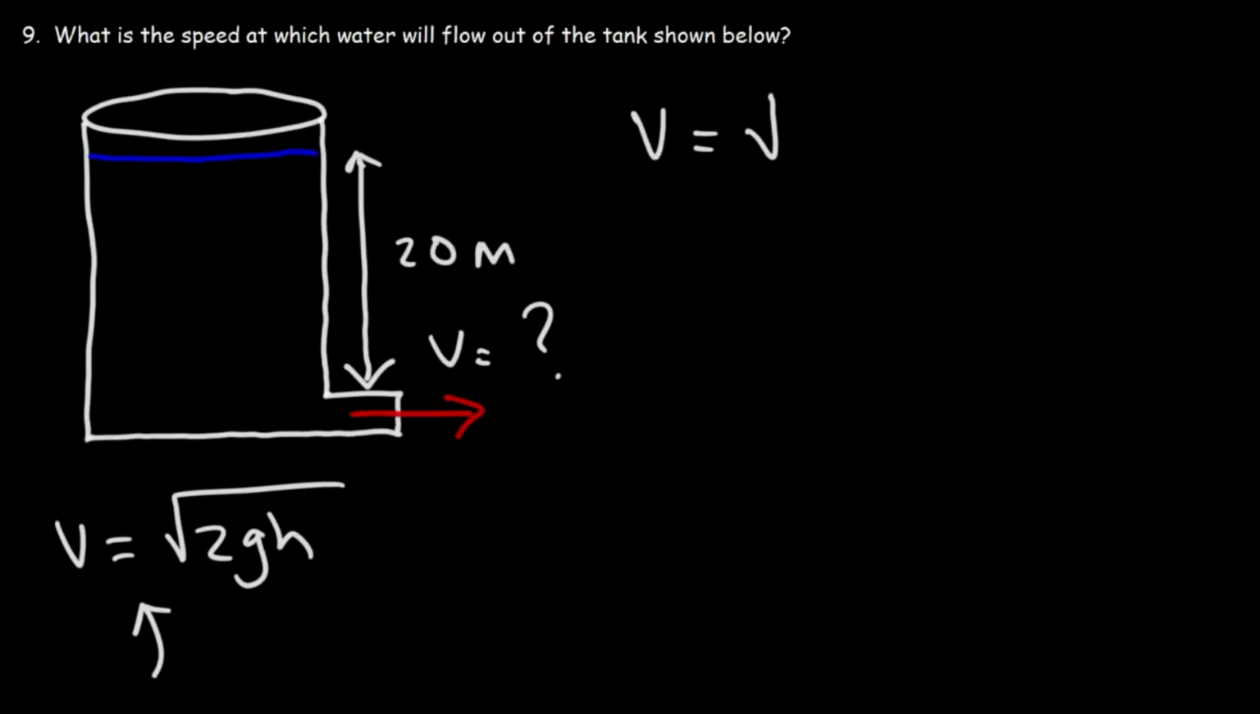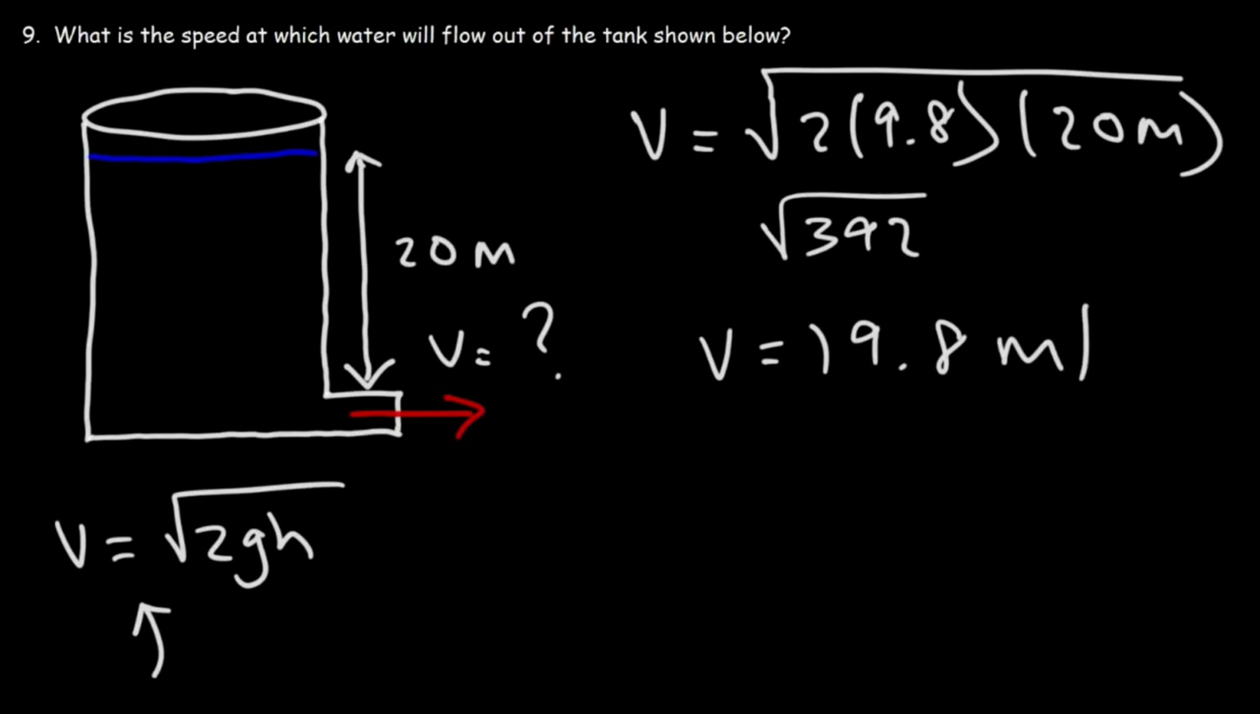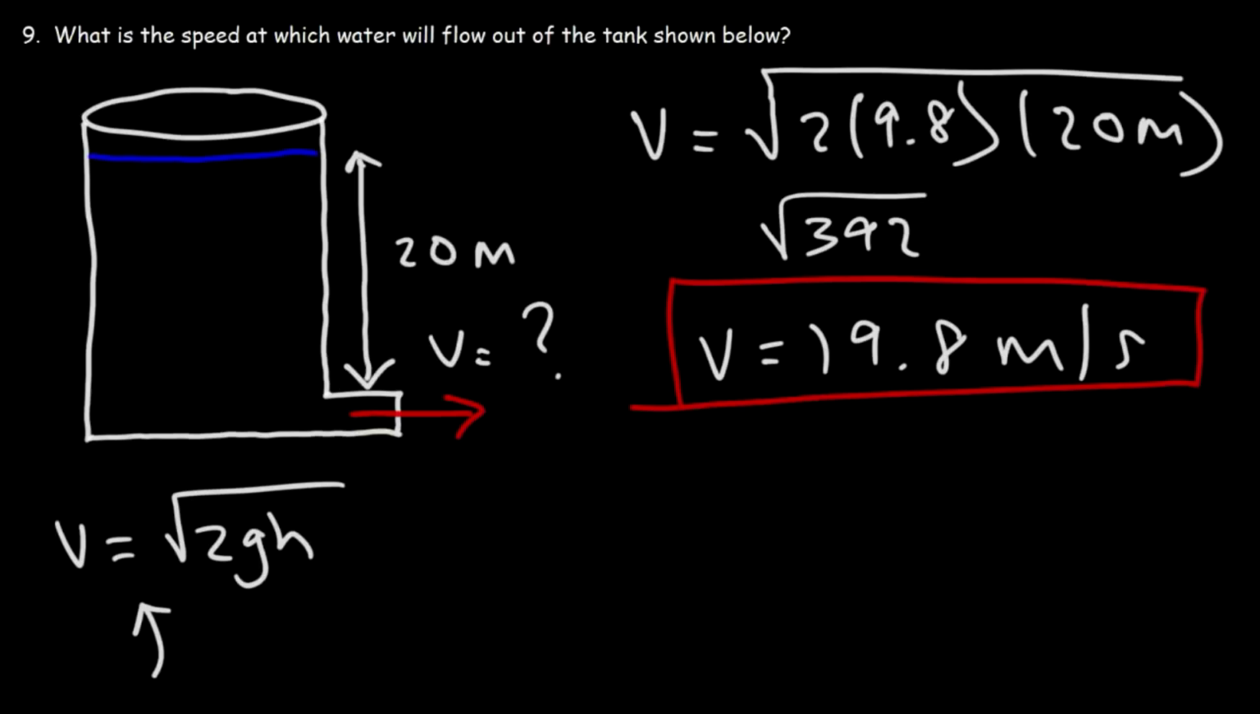So now let's calculate the speed. It's going to be 2 times the gravitational acceleration of 9.8 meters per second squared times the height, which is 20 meters. So if you plug this in, you should get the square root of 392, and that's equal to approximately 19.8 meters per second. So that is the approximate speed of water that's going to flow out of this tank, based on Torricelli's theorem.